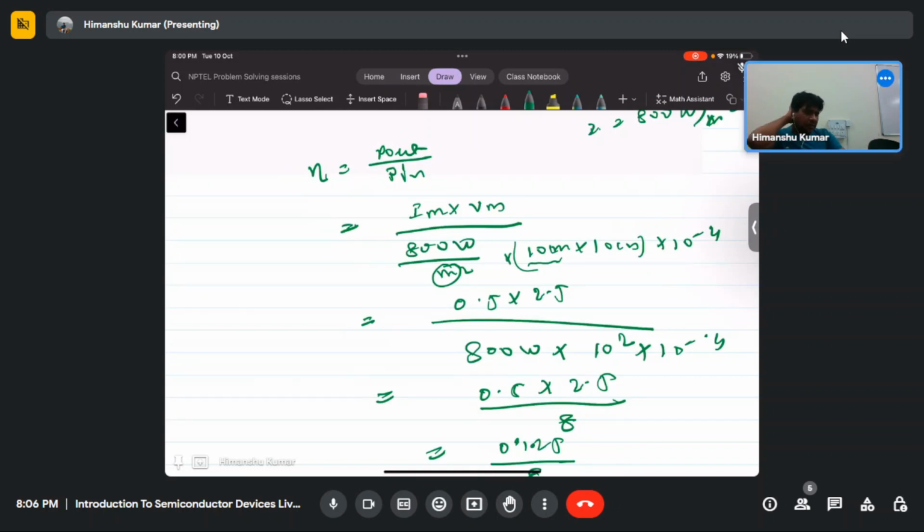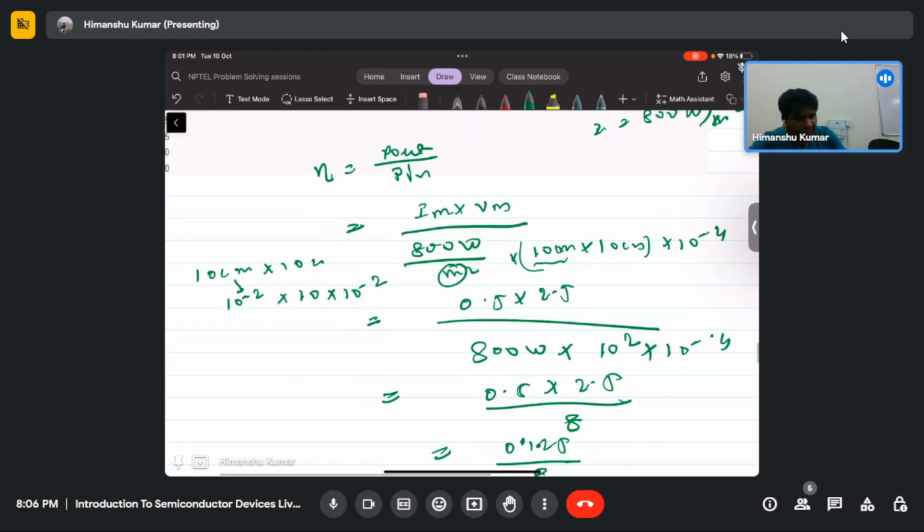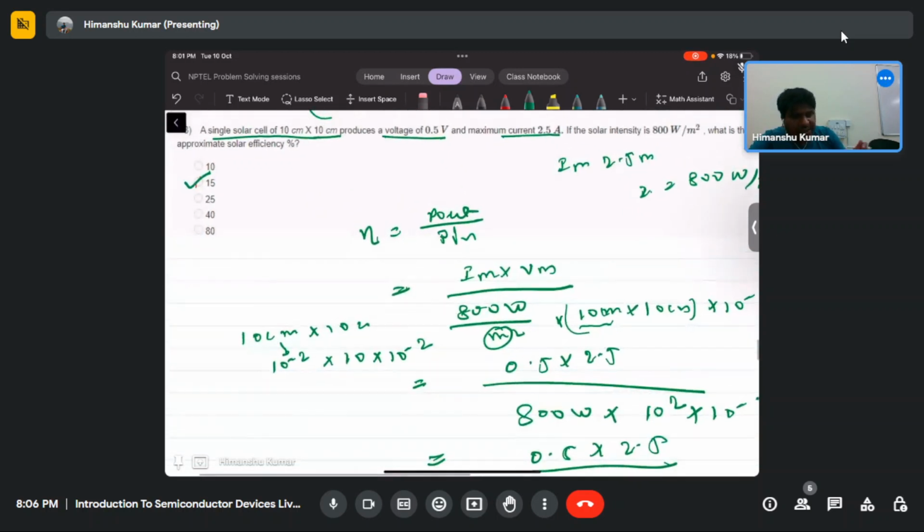This intensity is given per meter square now, and the area is 10 centimeter into 10 centimeter. So you convert centimeter into meter by multiplying by 10 to the power minus 2. Here also 10 multiplied by 10 power minus 2. So the total area, to convert into meter square, you need to multiply by 10 power minus 2 multiplied by 10 power minus 2. So will the solar intensity always be in watt per meter square, right?